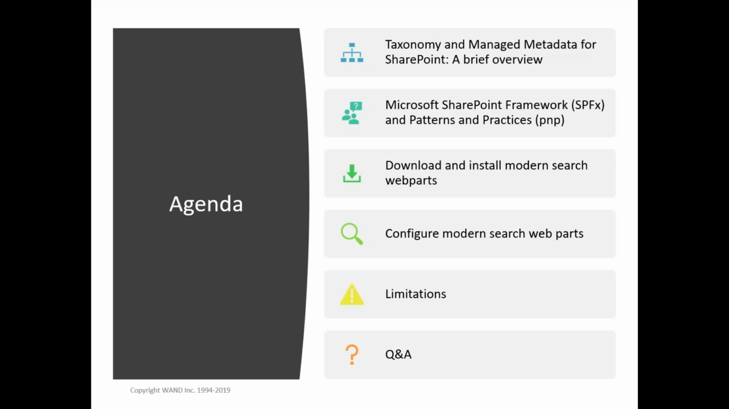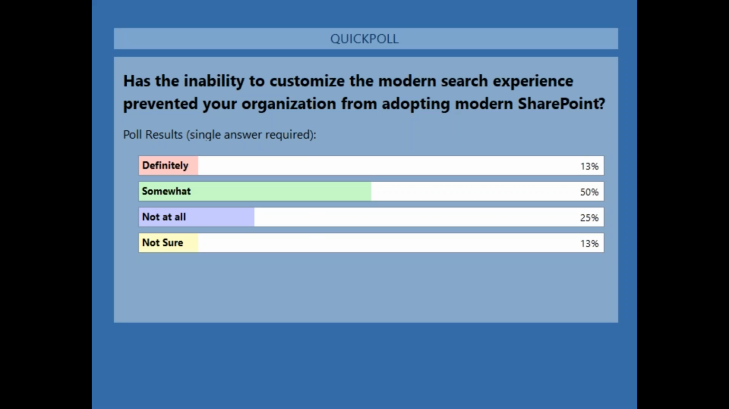With that, I'll close the poll. Share the results. So we see 13% of you, it's definitely been a barrier, a blocker, the inability to have the modern search. Half of you somewhat, a quarter of you not at all, and 13% not sure.